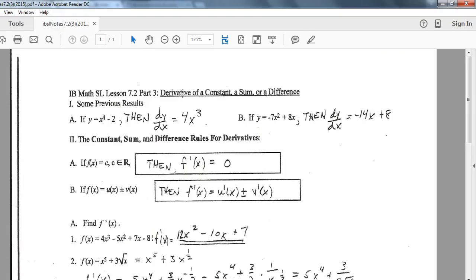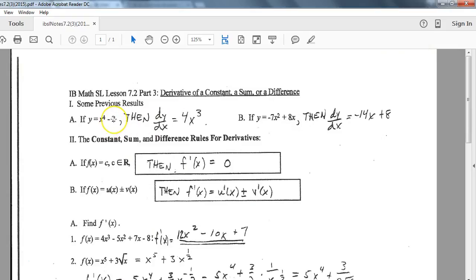So for part 3 of 7.2, still working with derivatives here, but now we're looking at more than one term at a time. So with sums or differences, there's some other term or more than one term that are going to be added or subtracted in. And so really what this comes down to is you just do the derivative of each term individually.